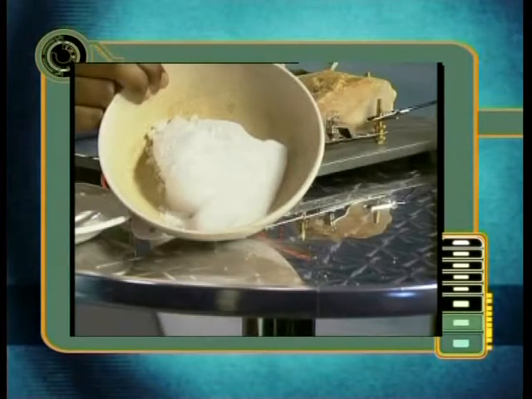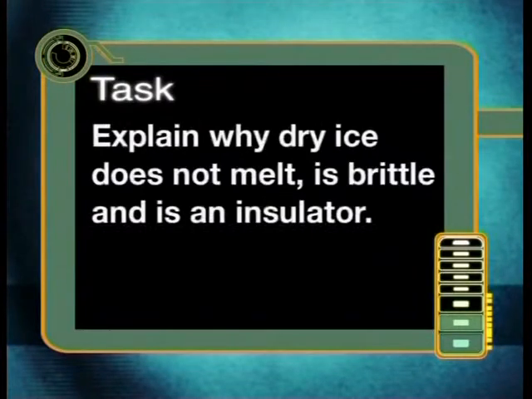The amazing thing about dry ice is that it never melts to form a liquid because the intermolecular forces are very weak. It is also important to note that dry ice is brittle and not a conductor. Can you explain why dry ice has these physical properties?